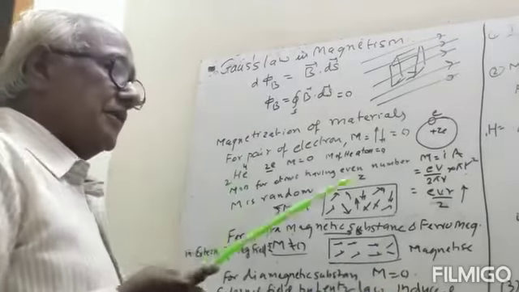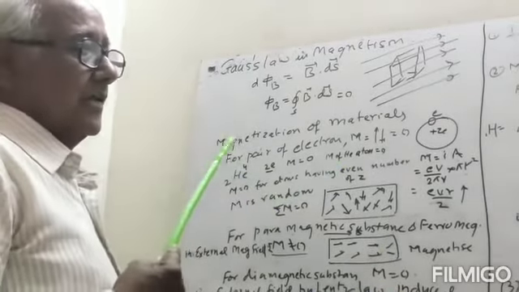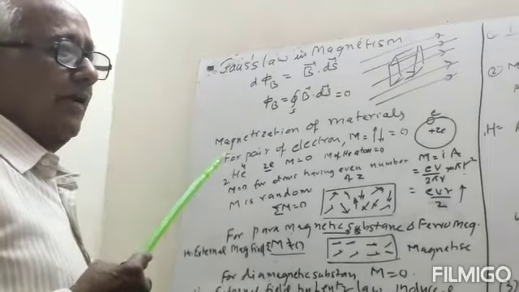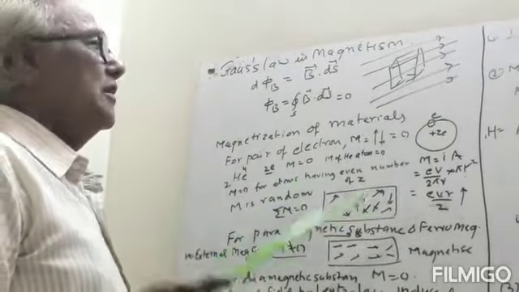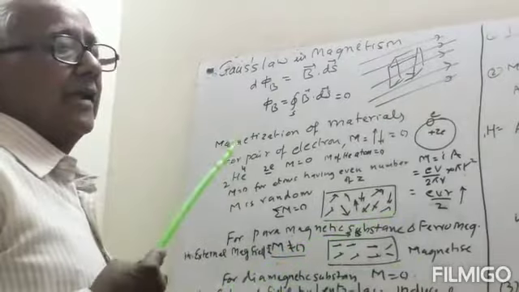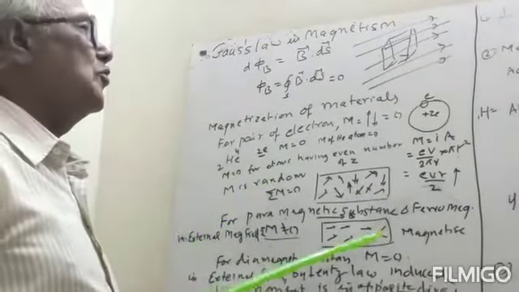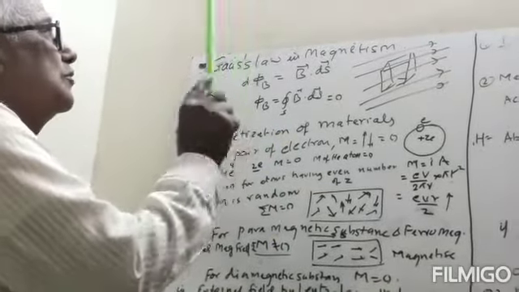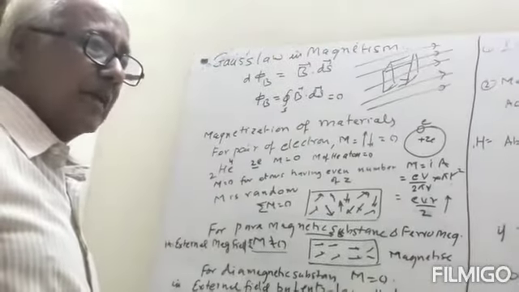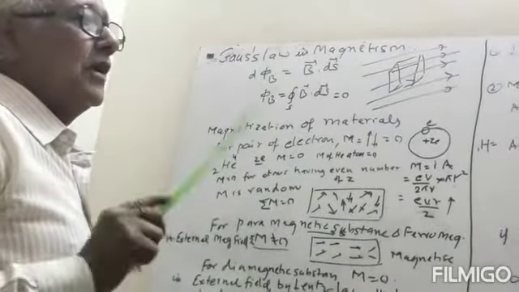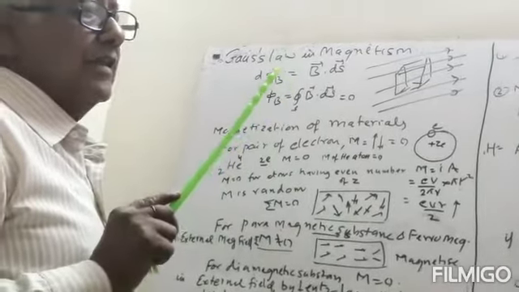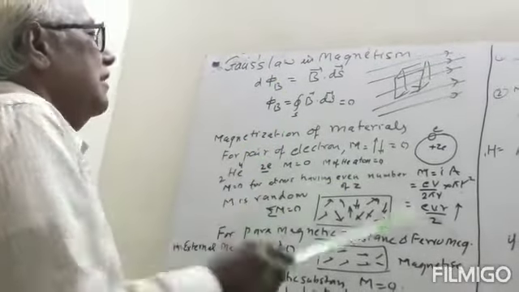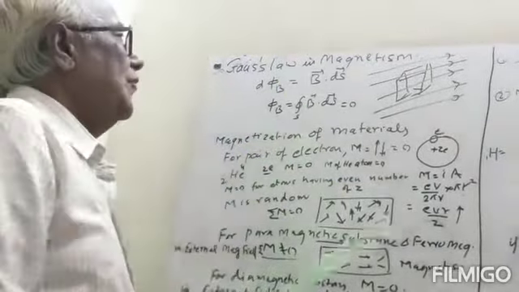So in electrostatics, we know that the electrical force is proportional to 1/d square. Similarly, in magnetism, magnetic force is also proportional to 1/d square. So we can apply Gauss law for magnetism similar to the Gauss law applied for electrostatics. There we find the electric flux, and here we will find the magnetic flux.